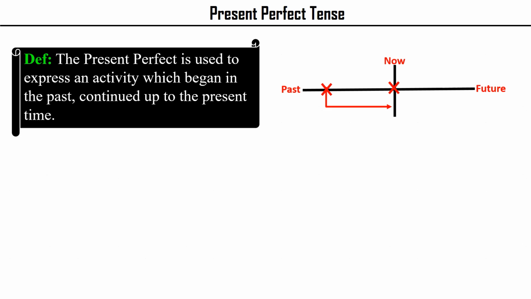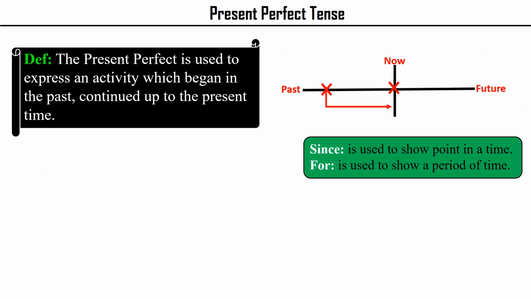What are since and for? Since is used to show a point in time when the action happens. For is used to show a period of time, how long. It is used to show a period of time.